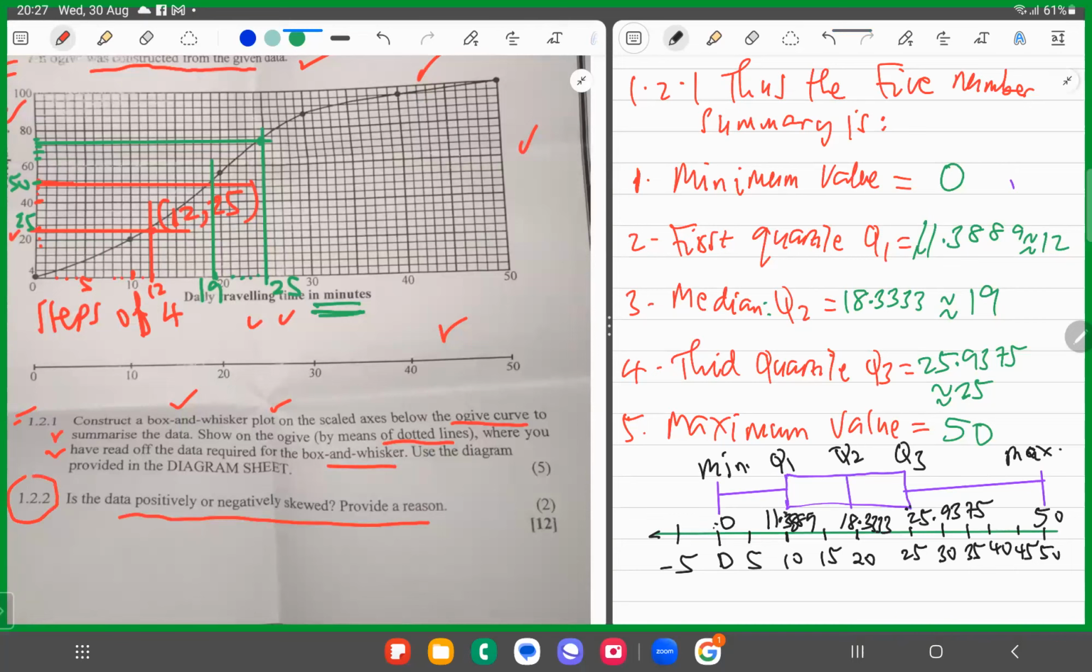In 1.2.2, is the data positively or negatively skewed? We need to provide the answers, so we are analyzing that one. Let's analyze it together. So now let's analyze this.